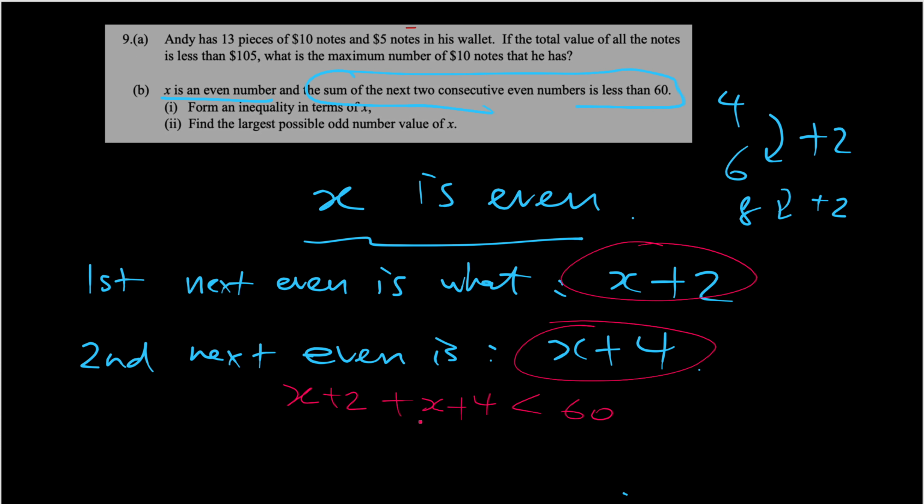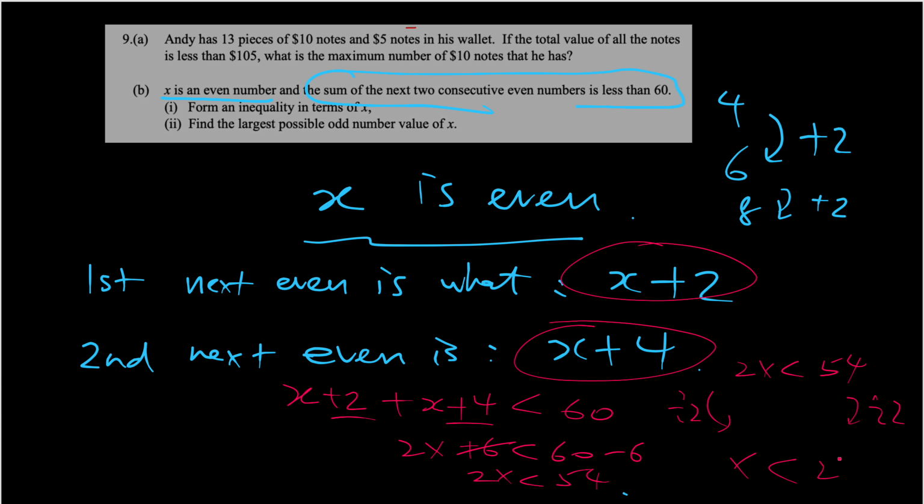Unless there is a times or divide by a negative sign, right? So it's 2x plus 6. Then you bring the plus 6 over, minus 6, right? So it's 2x less than 54. Then you divide by 2 on both sides. Divide by 2, divide by 2. So x is smaller than 27. Now you can answer the question: form an inequality in terms of x. Done. This is your part 1 answer.